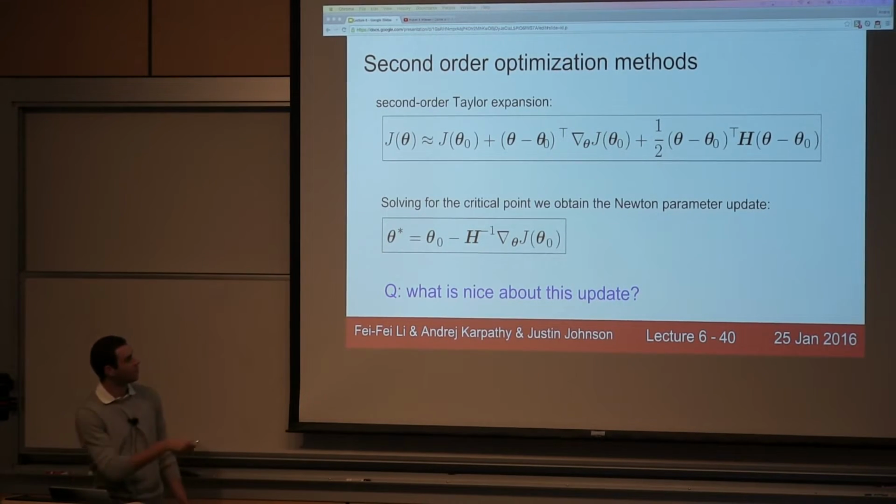So what's nice about second order methods? Why do people like these or use them? Especially the Newton method presented here. What's nice about this update? Faster convergence. Less hyperparameters. Thank you. Less hyperparameters. You'll notice no learning rate, no hyperparameter in this update. Okay?